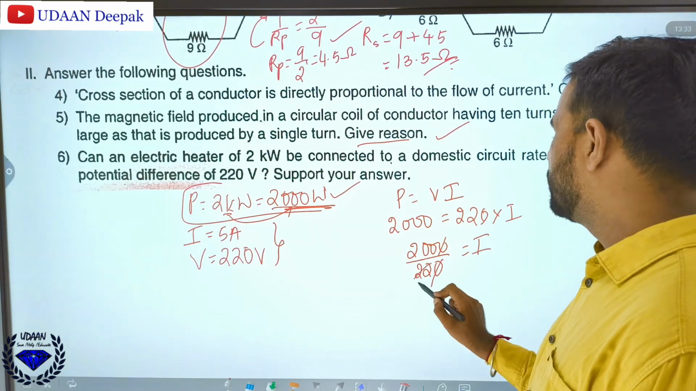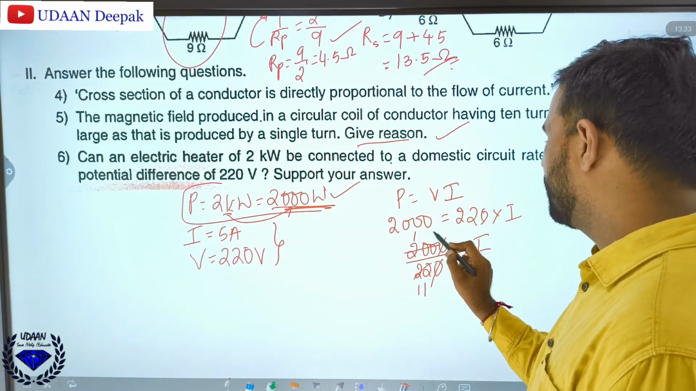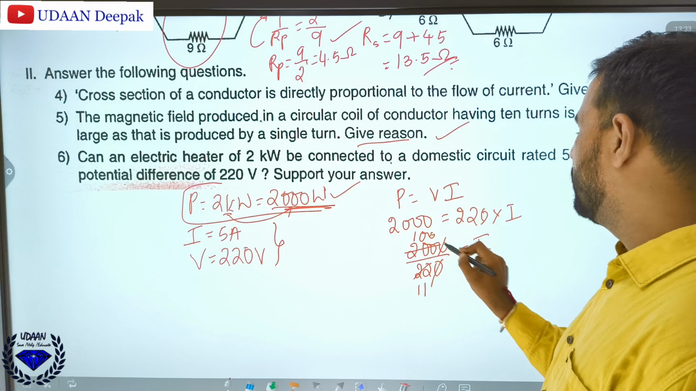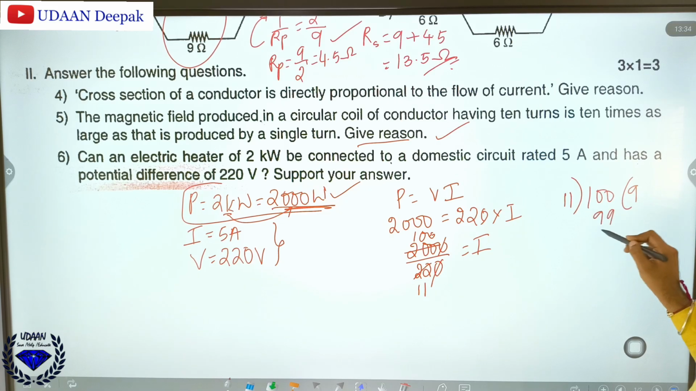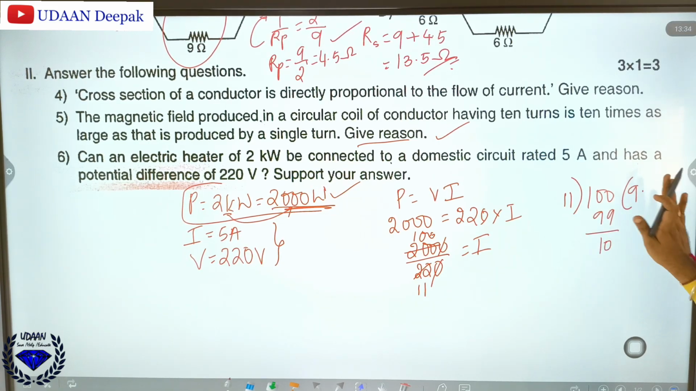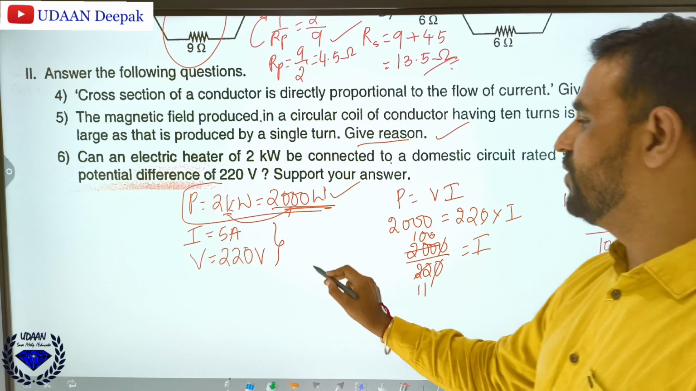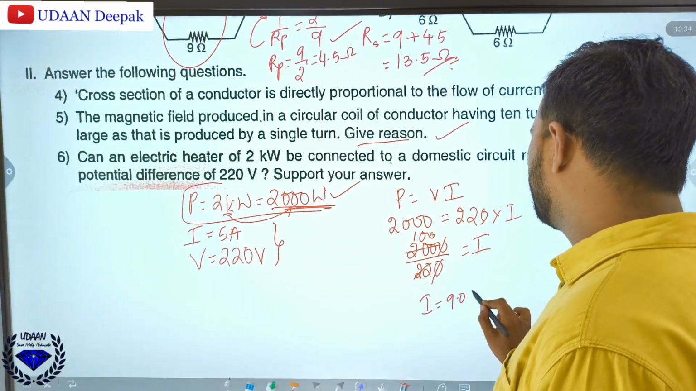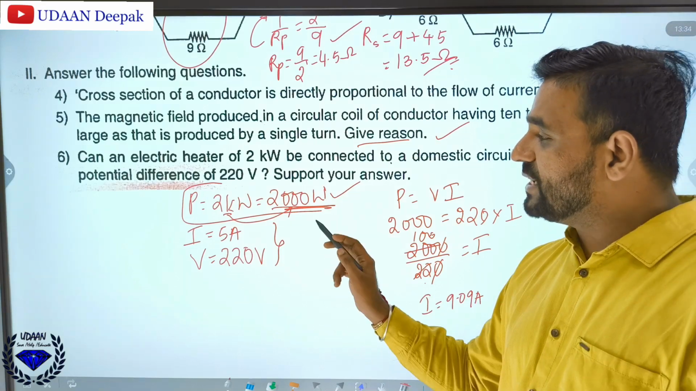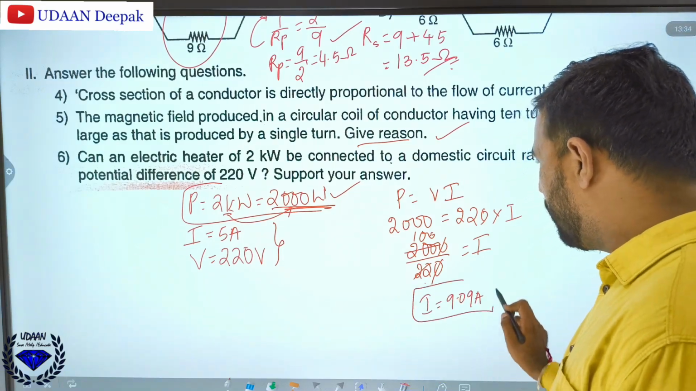So 2 11s are 22. Hundreds are okay. So it is 11 by hundreds. So 11 nines are 99. 1 will remain. Sorry, 11 nines are 99. 1 will remain. Then one more 0 you should put. Then 11 nines are 99. 9.09 you will get. See here, what is the answer for current? It is 9.09 amperes. Now you can find here that the required current is how much?